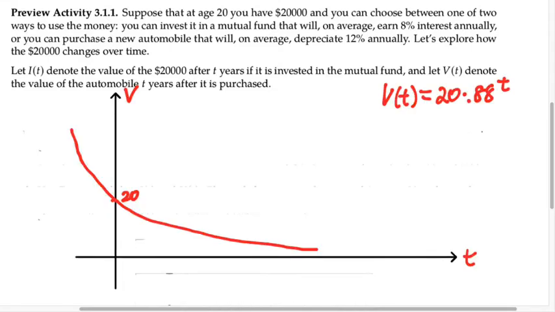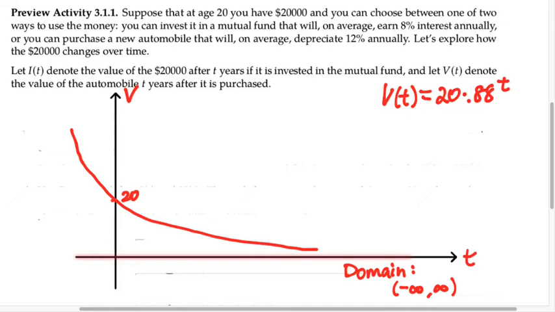So if the domain of this function is all real numbers, we can put anything we want in for t. This graph will cover the entirety of the x-axis. Domain, I'm going to write that in interval notation: minus infinity to infinity.